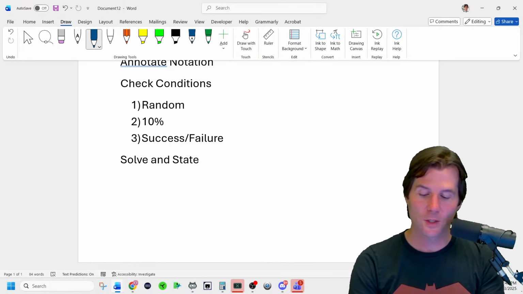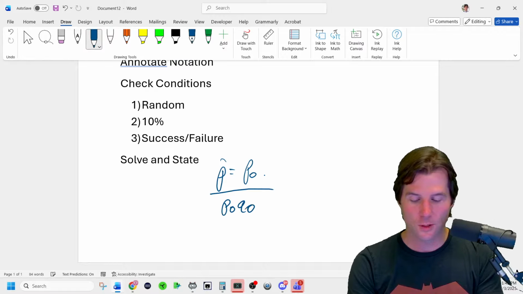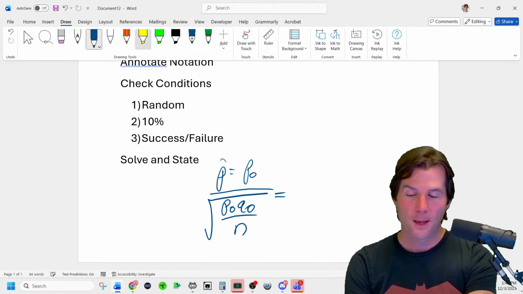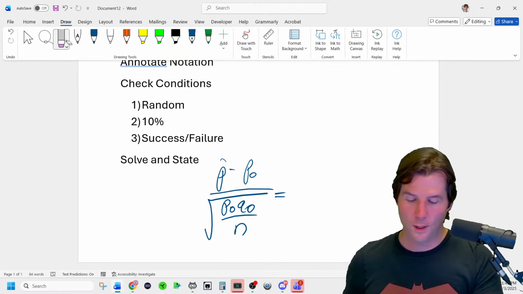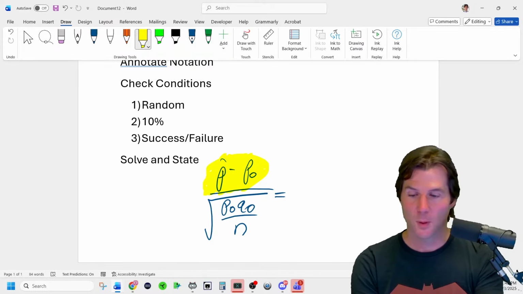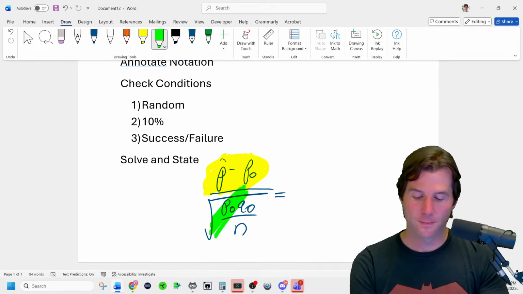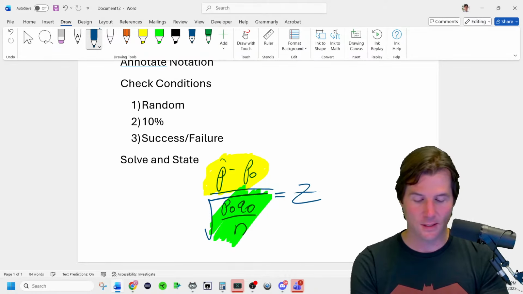To solve out this equation, we are going to do P hat minus P naught over the square root of P naught Q naught over N. I like to point this out every time we talk about tests. Every statistical test is always a what? Like, what does this represent? A difference up top. And then we standardize it, which actually leads to what is called a test statistic.